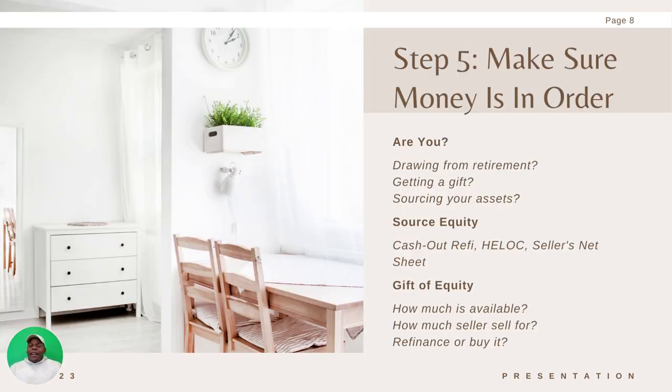Okay. And then step number five, make sure your money is in order. What I mean by that is you have to figure out where your down payment is coming from. Most people don't understand that it takes a little bit of time to season your down payment. And by season, I don't mean salt and pepper. I'm talking about having the money in your account for about 60 days.